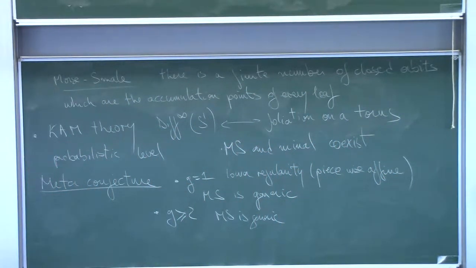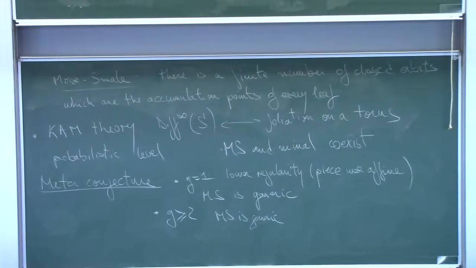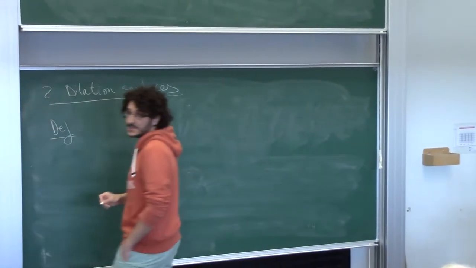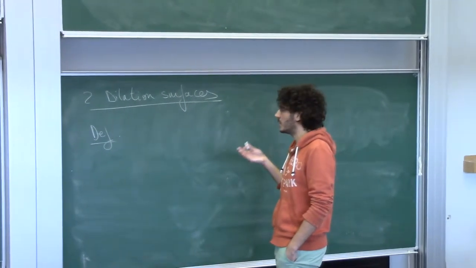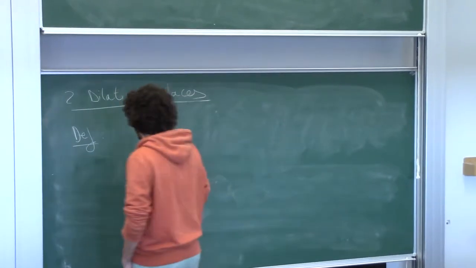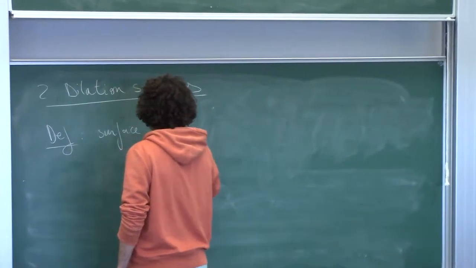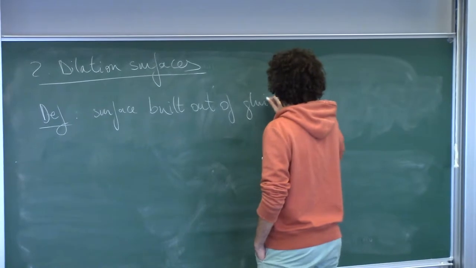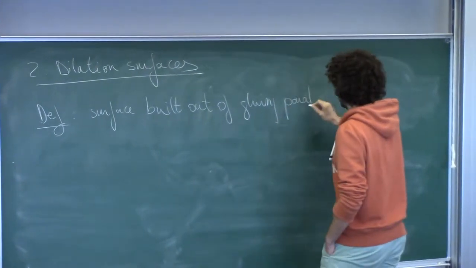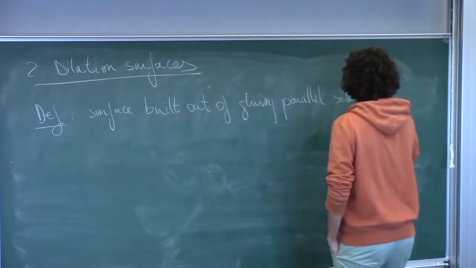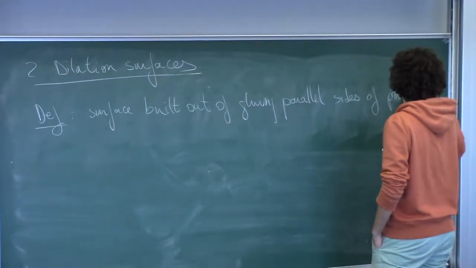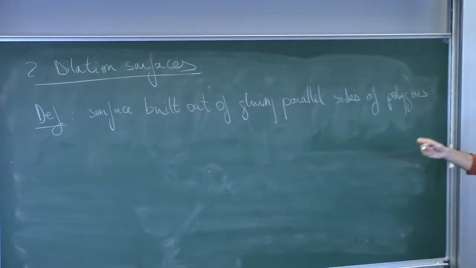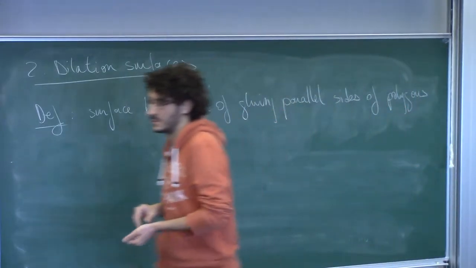So I would like to introduce the objects that I call dilation surfaces. By definition, a dilation surface is a surface that you get by gluing polygons along parallel sides. That might sound familiar, and when I say parallel sides, I don't impose those sides to have the same length. Okay, so maybe I'm going to draw a picture.